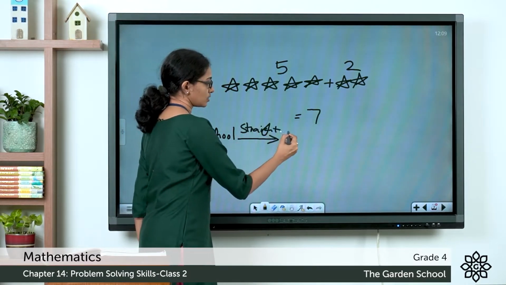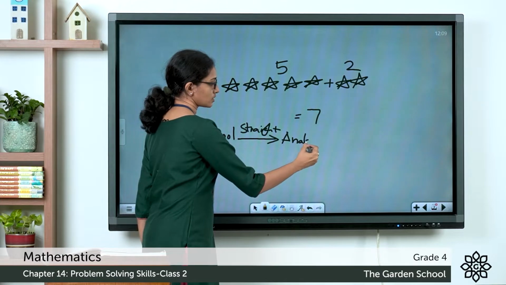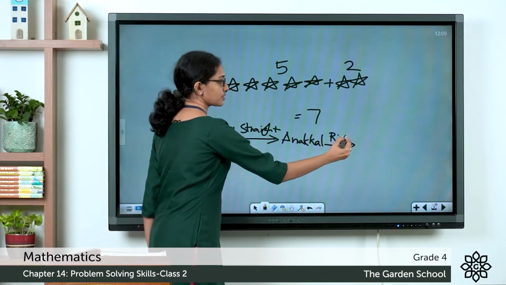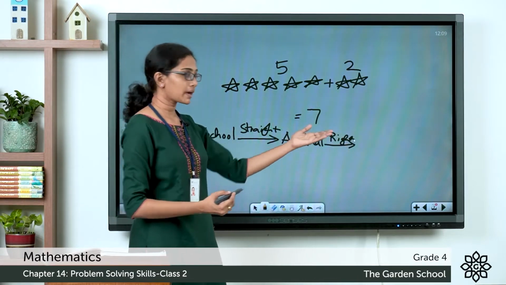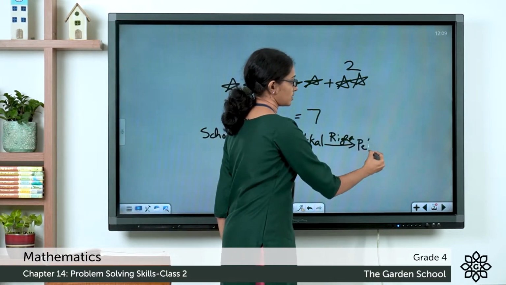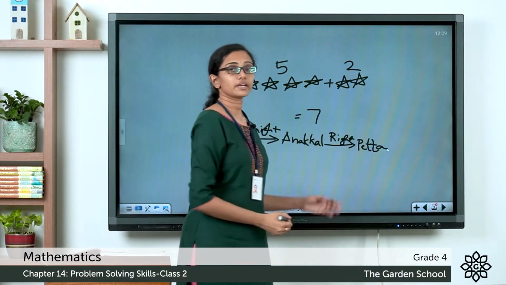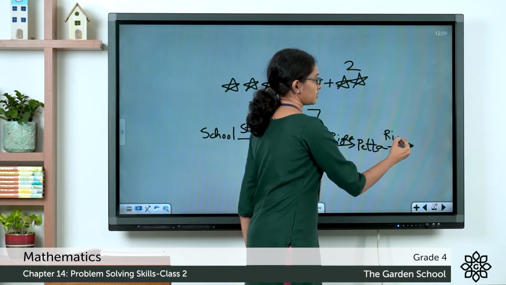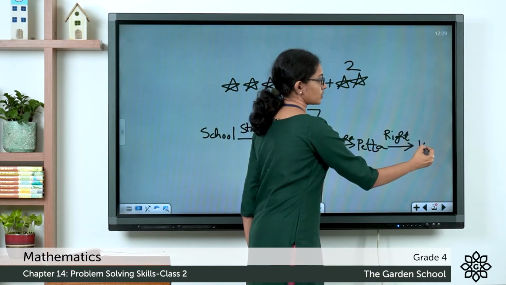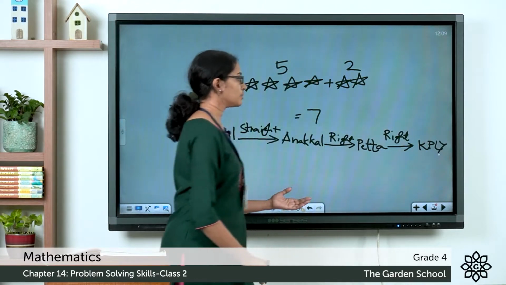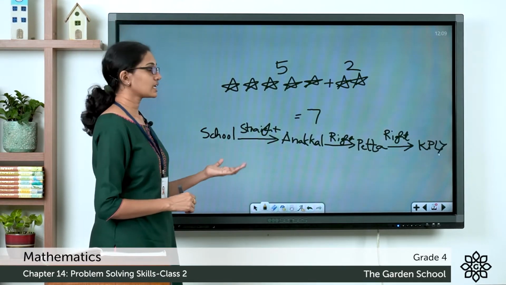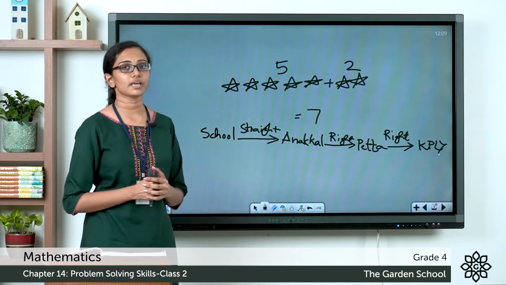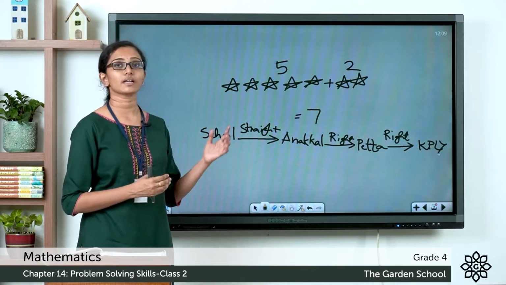then you reach Anakal. And from Anakal, you take right and then you go straight to reach Peta Junction. And at Peta Junction, you have to take the right. So I'll write right here and then you reach Kanjapalli. So I may show a route map like this so that it will be easy for him or her to understand the route. So this is another simple example of how you can use a picture or a diagram to solve a problem.